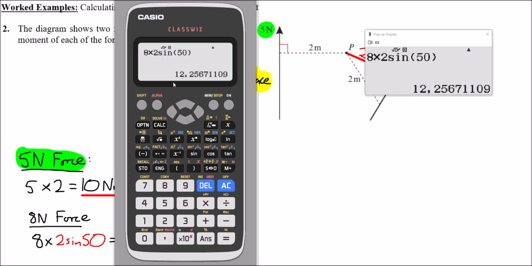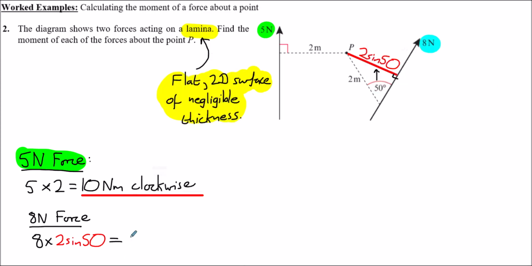That gives us a turning force of, to 3 significant figures, 12.3 in an anti-clockwise direction. 12.3 Newton meters anti-clockwise.